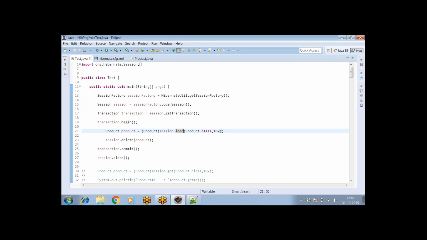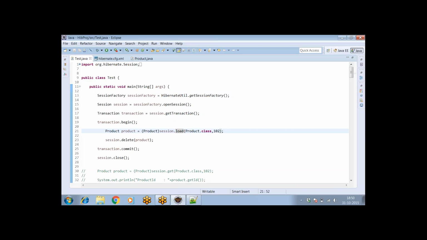So far we have used get method. You will find that when you call the get method, it will immediately hit the database server, execute that query, fetch the record, transform that record into a product object, and return that product object reference. Yes, that is what the get method does.